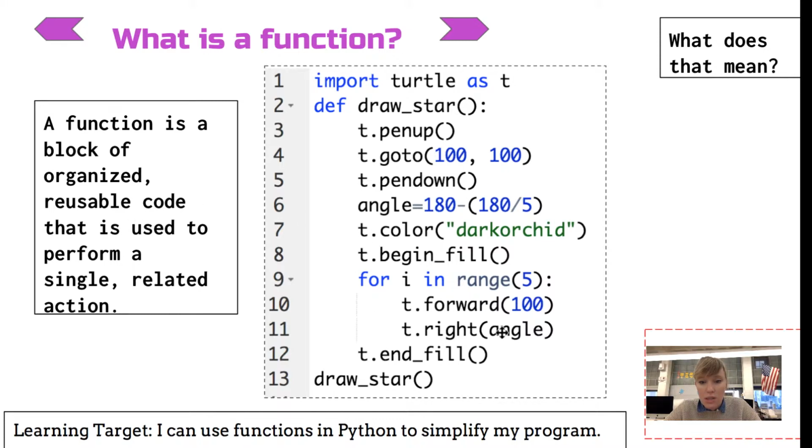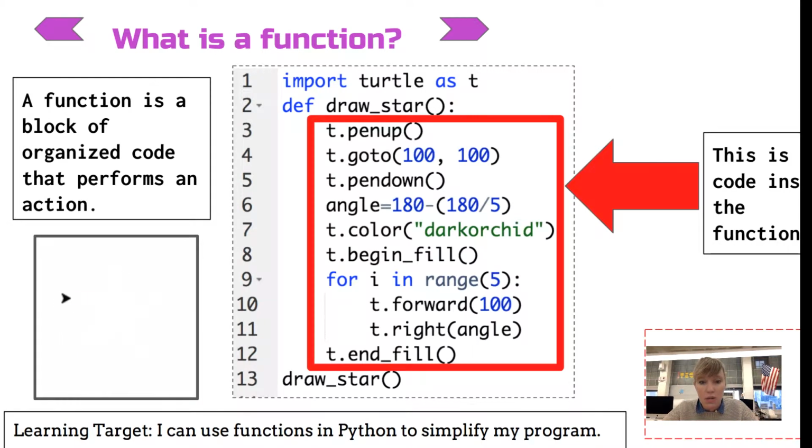So we're going to look at this. This is a very simple function. I know it doesn't look very simple, but what it does is it draws a 5-pointed star. It's a block of code, and I can tell that lines 3 through 12 are part of the function because they're all indented. It's just a simple function that's going to draw us a star. We put these organized blocks of code inside of functions so that we don't have to keep copying and pasting whenever we want a 5-pointed star.